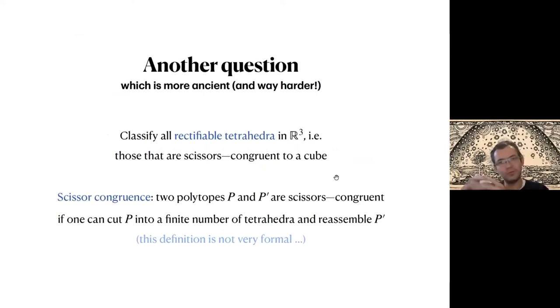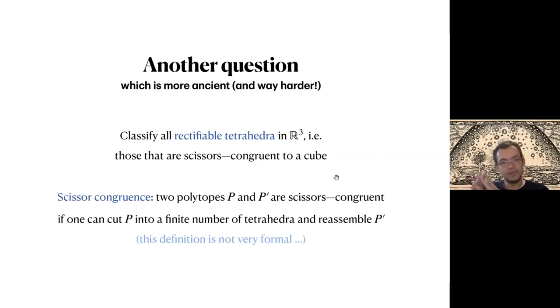This question is related to another question, which is more ancient. In a way, it goes back to Aristotle. But let's start with something more modern, like Hilbert, for example. It goes back to Hilbert's times, which is ancient already for us, but it also goes back to ancient Greece. And the question is to classify all rectifiable tetrahedra, those tetrahedra that are scissors congruent to a cube.